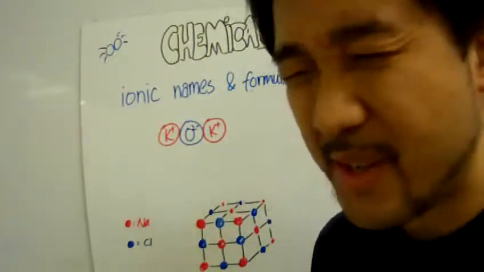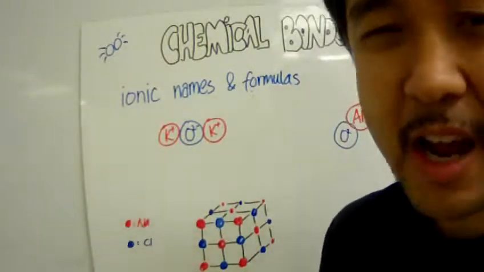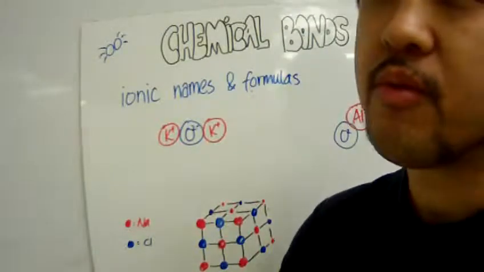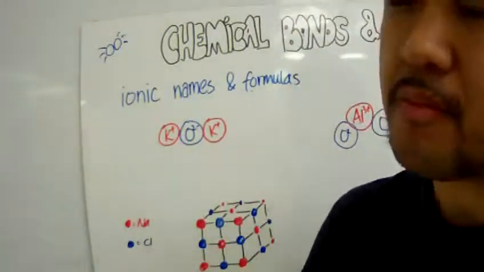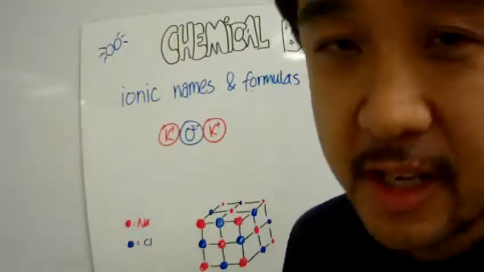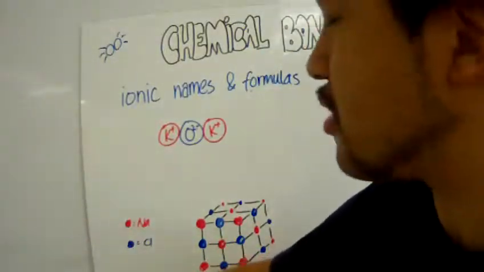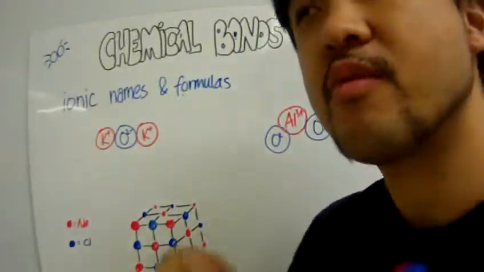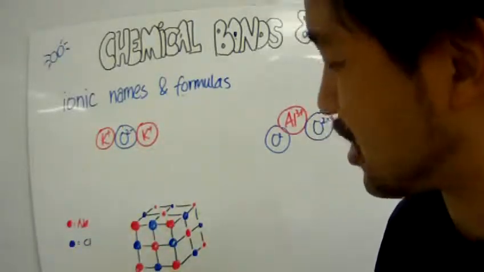What's up? Now we're going to talk about how to write names and formulas from a diagrammatic or model's perspective. And here we go, 3 examples real quick just to get you to remember how to do these things.